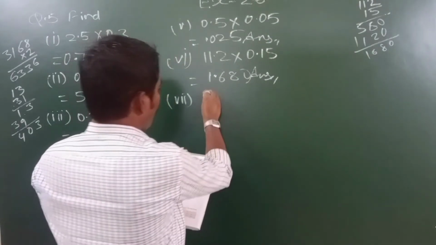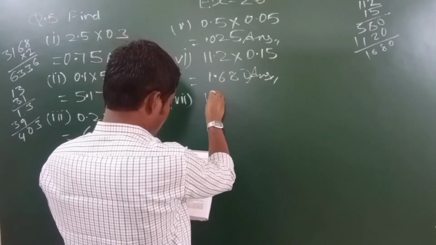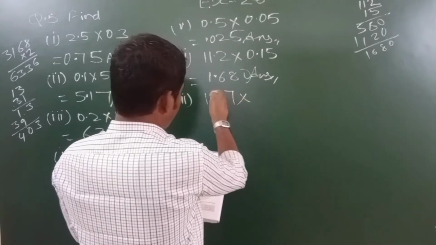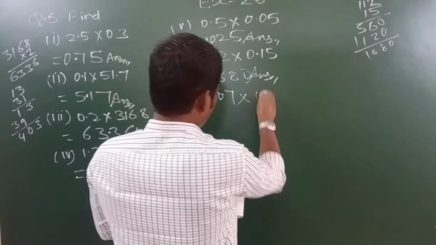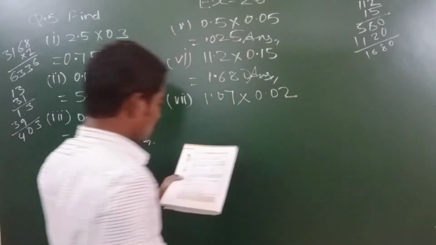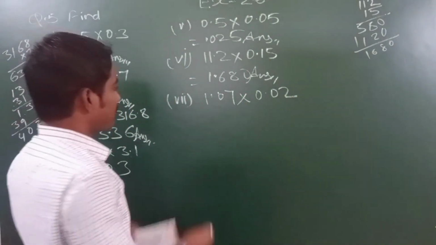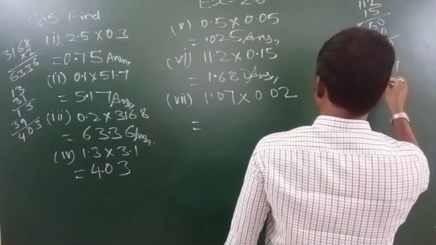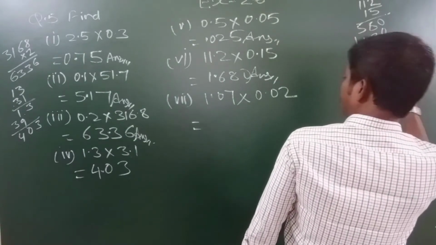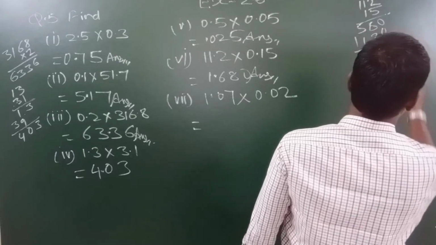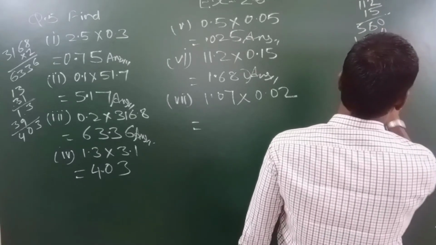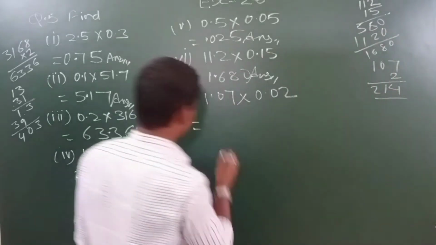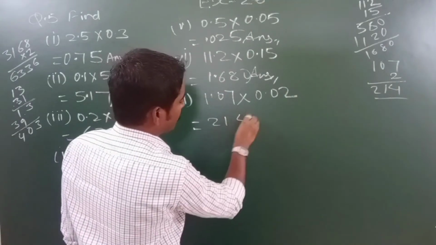We are having 1.07 into 0.02, right students? Okay, now first you multiply them. 107 into how much? 2, right? After forgetting the decimal, 7 2s are 14, and then 2 1 2. So after multiplication you will get 214.